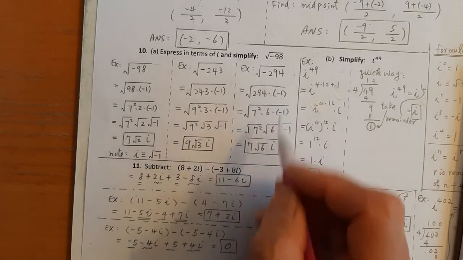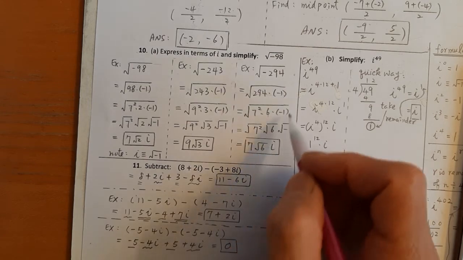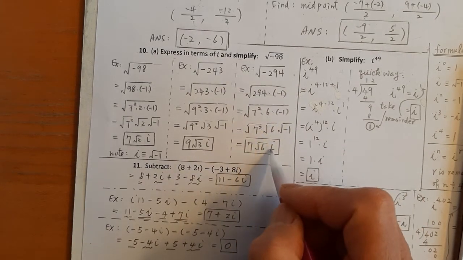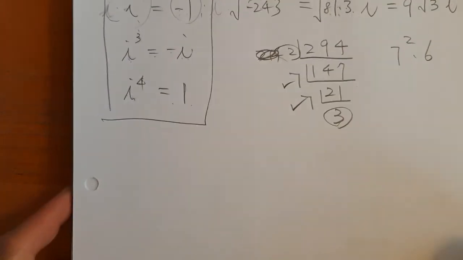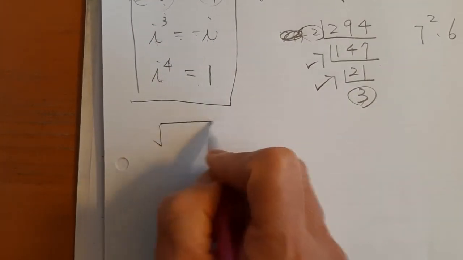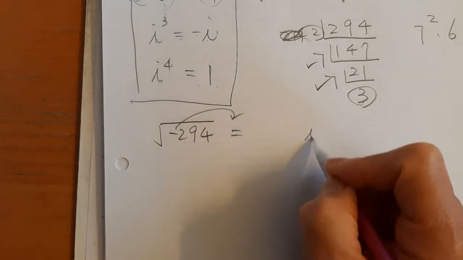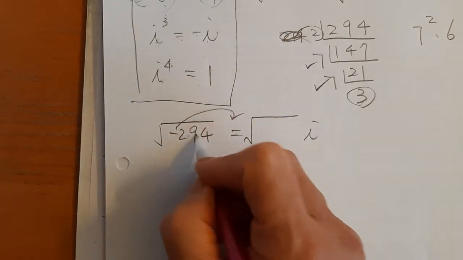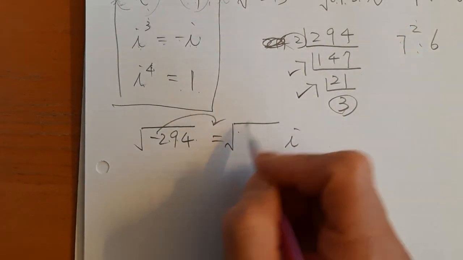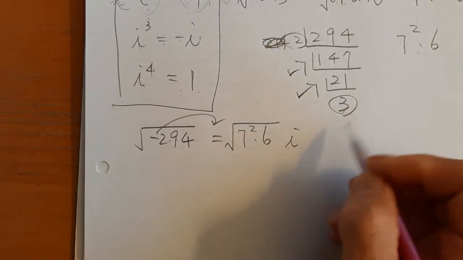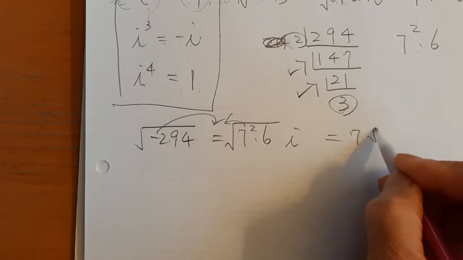7 squared, square root out is 7. 6 cannot square root out. Put square root of 6. -1 take square root, it's I. So the quick way is square root of 294, and this negative sign goes out, get I. Square root of 294, you got 7 squared times 6. So then 7 squared, this out. 7 square root of 6 I.